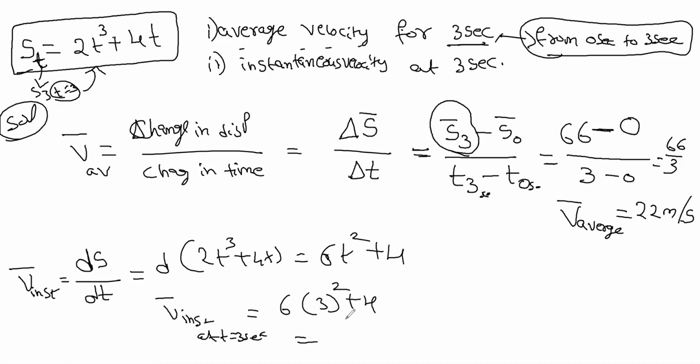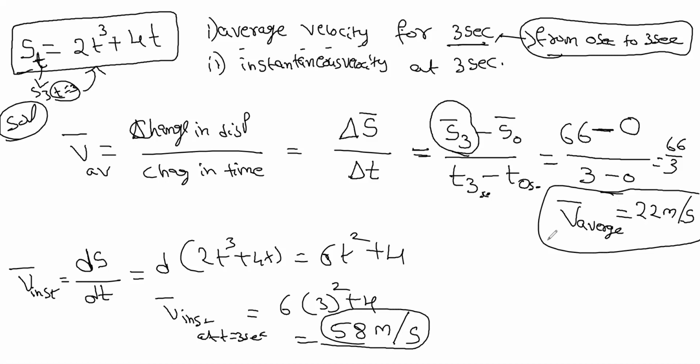3 square is 9, and 6 times 9 is 54. 54 plus 4 is 58 meters per second. The instantaneous value is different from the average value you got. Instantaneous can be equal to average, but it cannot always be greater than average.